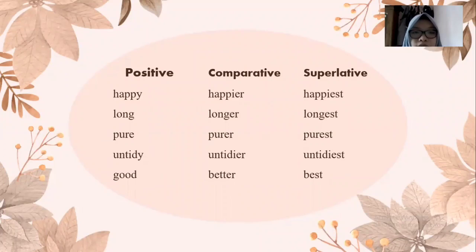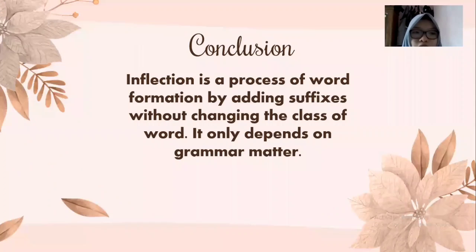the examples, positive, comparative, superlative, such as happy, happier, happiest; long, longer, longest; pure, purer, purest; untidy, untidier, untidiest; good, better, best. All these exhibit a regular pattern of suffixation with er and est, except for better and best, which are suppletive. Okay, from the material I have described, we can conclude that inflection is a process of word formation by adding suffixes without changing the class of the word. It only depends on the grammar method.